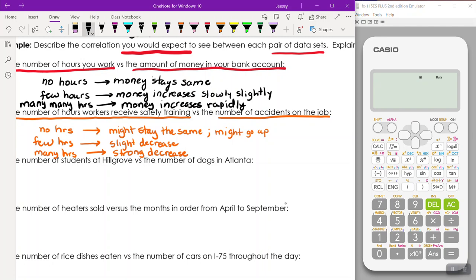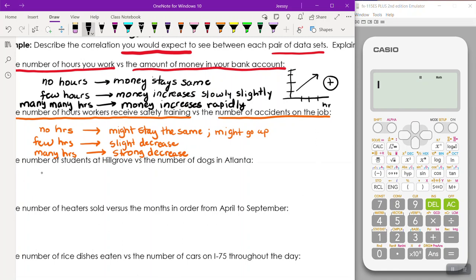Well, we're talking about the number of hours you work versus the money in your bank account, okay? This A, not the tables, not the graphs, I mean. So what type of correlation do you think the number of hours you work versus the amount of money in your bank account has? Positive correlation, negative correlation? Yes, as the hours increase, right? What happens to the money in your bank? So it's a positive correlation.